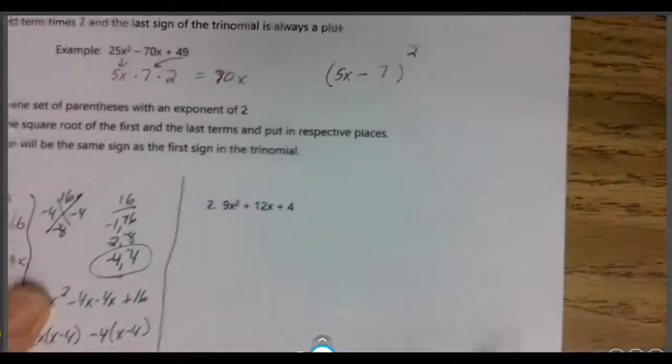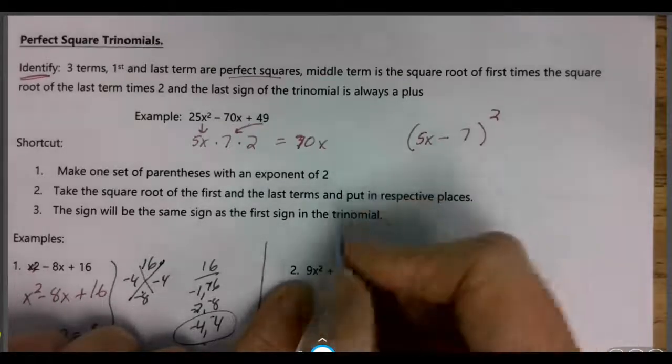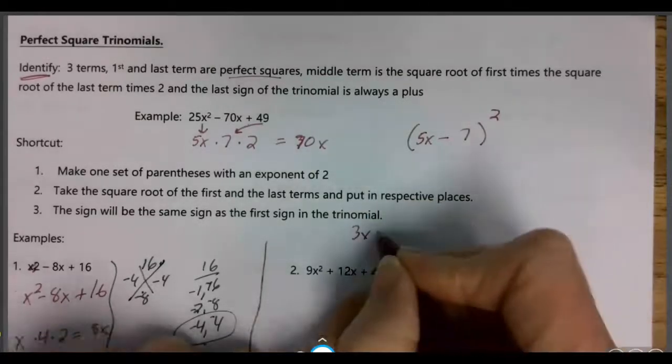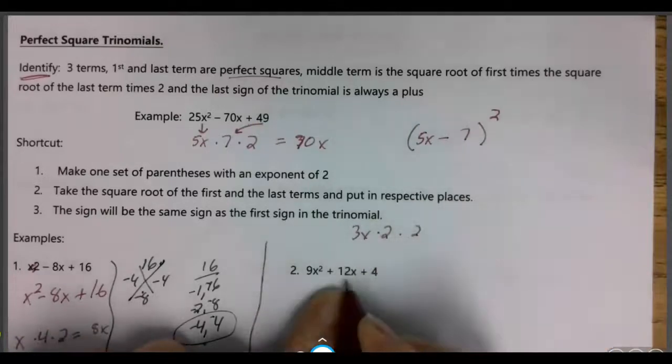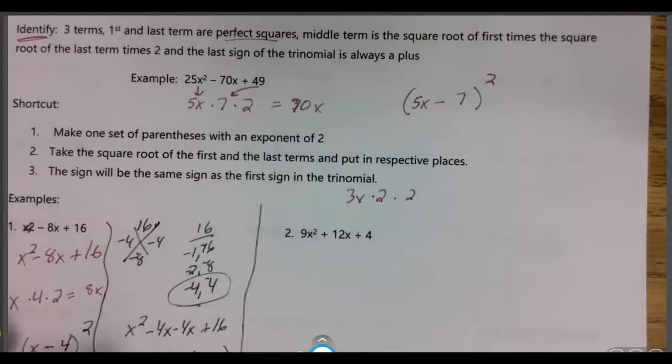Number 2. First, I want you to pause and see if this is a perfect square trinomial. So the first thing you have to do is see if this is a perfect square trinomial. Is it? I have 3 terms. Yes. Is the first term a perfect square? Yep. Last term a perfect square? Yep. If I take the square root of this one times the square root of this one times 2, do I get 12x? Yes. This one is factorable. So that's the hard part, identifying that I can do it.